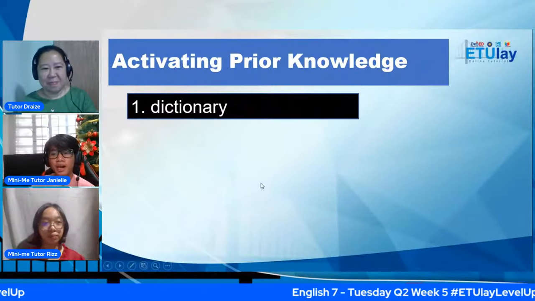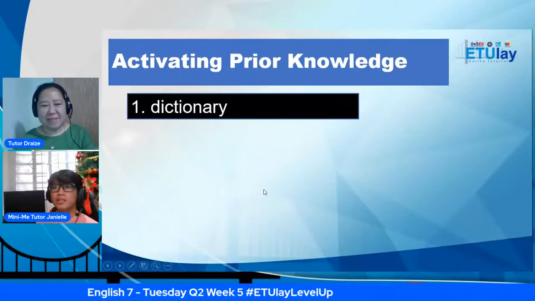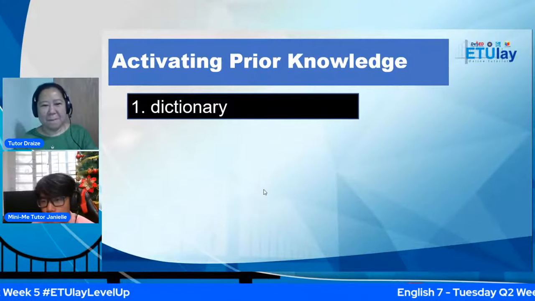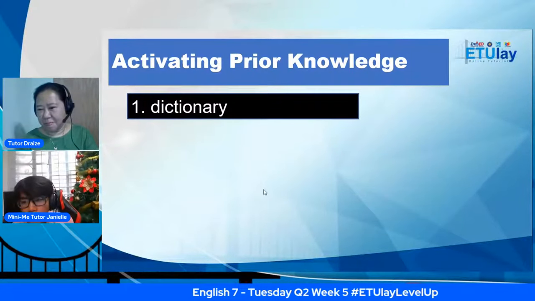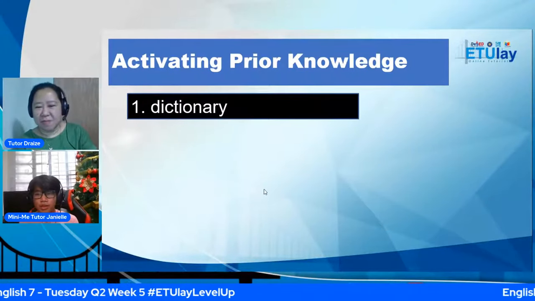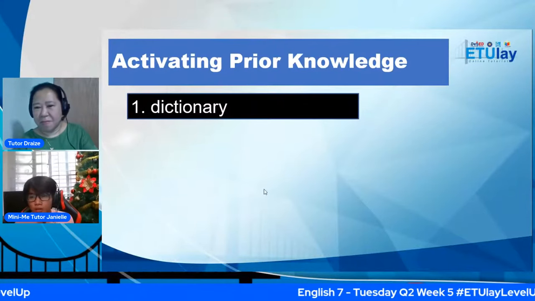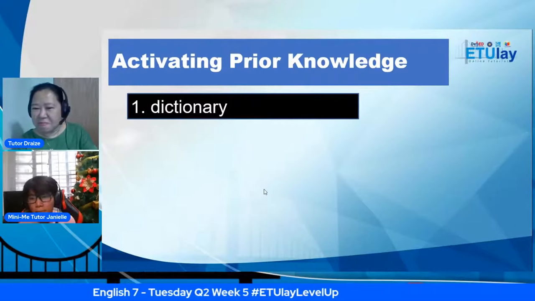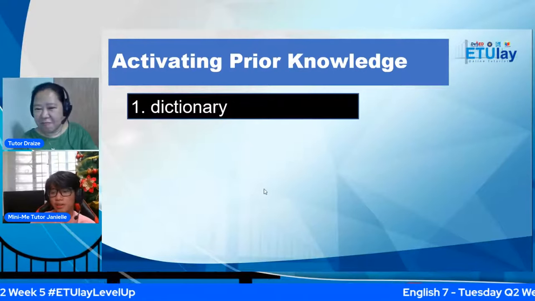For number one, we have dictionary. What is the type of source of a dictionary? Oh, so we already have answers from Janet Platayon. So we have tertiary for dictionary and Blona Eve for dictionary as well. Let's wait for the answer. I think they are still typing.